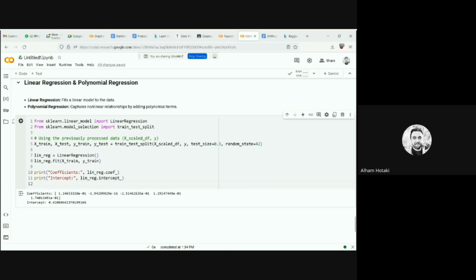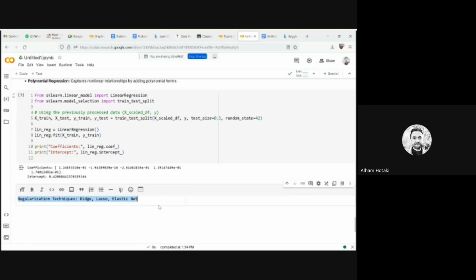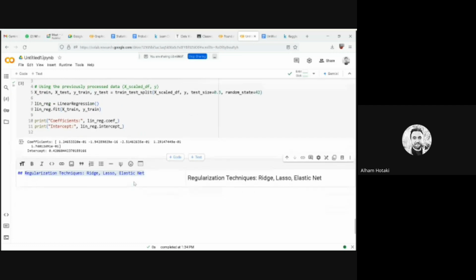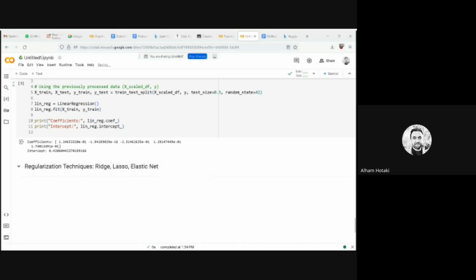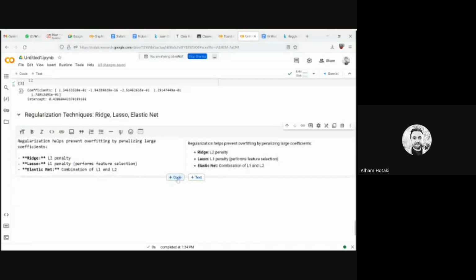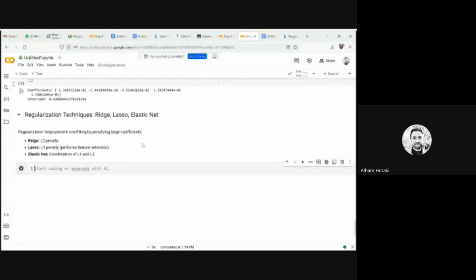This was in regard to the models. Now coming toward another concept under supervised learning, that's called regularization techniques. So what actually are regularization techniques, and why are they important for the data set and for modeling? Regularization is another technique that we use majorly for modeling. It helps prevent overfitting by penalizing large coefficients. Ridge is the L2 penalty. Lasso is another technique, which is the L1 penalty and performs feature selection, and elastic net is a combination of L1 and L2.